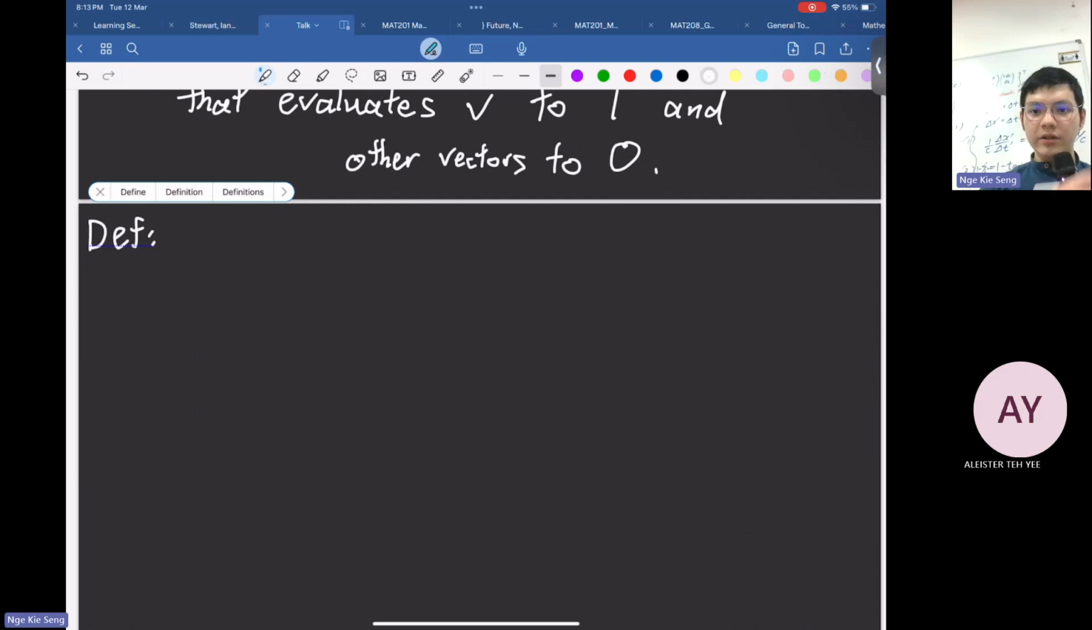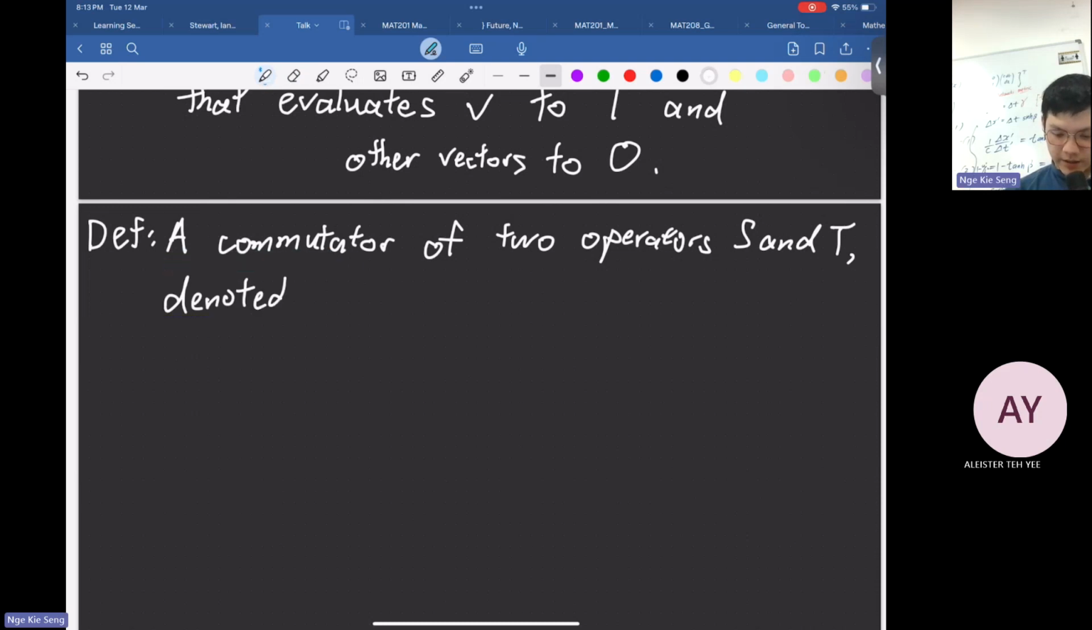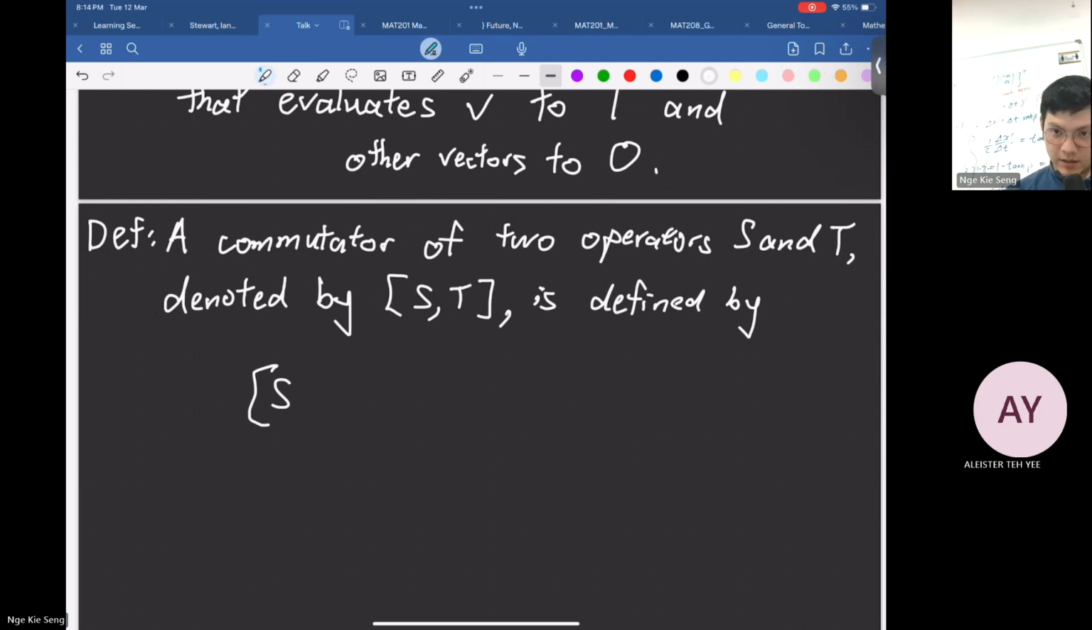Definition. Maybe we introduce what a commutator between two operators, or two linear transformations or linear maps, is. A commutator of two operators S and T is denoted by the square bracket [S, T], and is defined by ST minus TS.